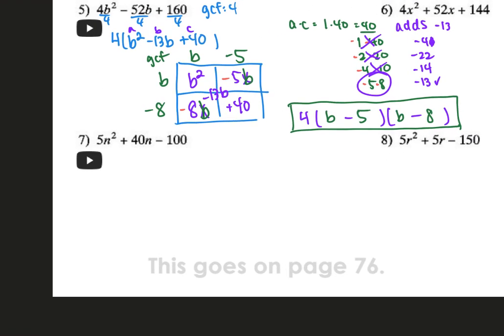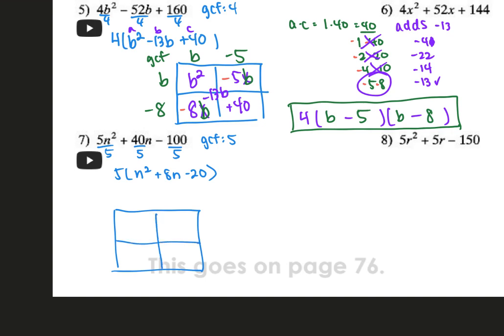All right, last example here. So again, it looks like there's a GCF, and the biggest my GCF can be is 5, and I know that 40 and 100 are both divisible by 5. So we're going to factor out my GCF first, so we're left with n squared plus 8n minus 20. I do have a quadratic, so n squared plus 8n minus 20. And I know my answer is going to look like this.